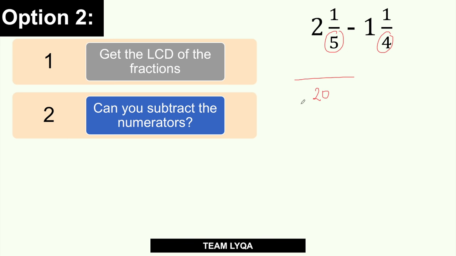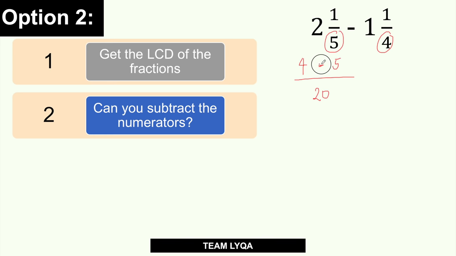So, if I convert it to over 20, again, same thing we did earlier, 5 times 4, so that is going to give you 20. The numerator on top, you also multiply by 4, so you're going to have 4. And then, minus 1 times 4, which is going to give you 5, right? So, 5 over 20. So, the question, again, is can you subtract the numerators?